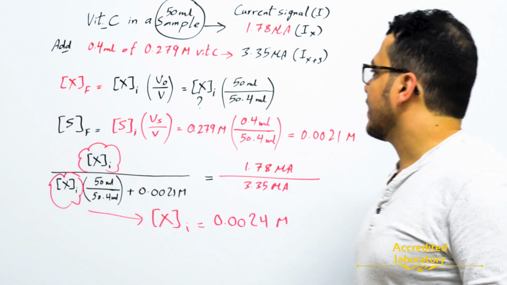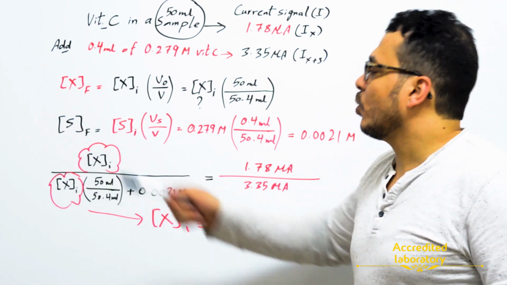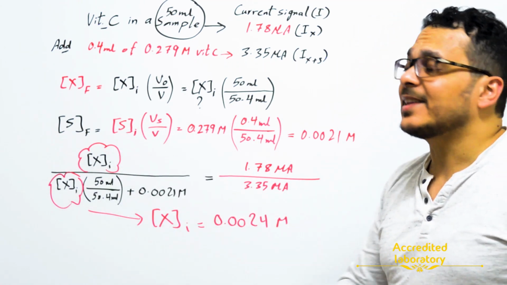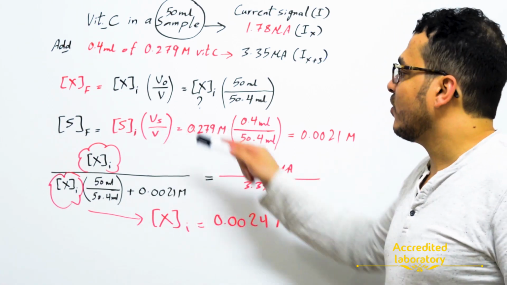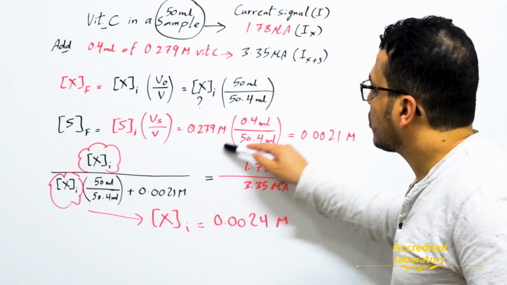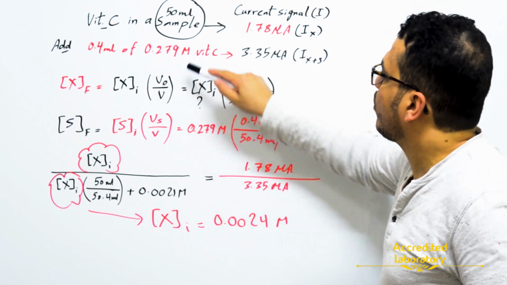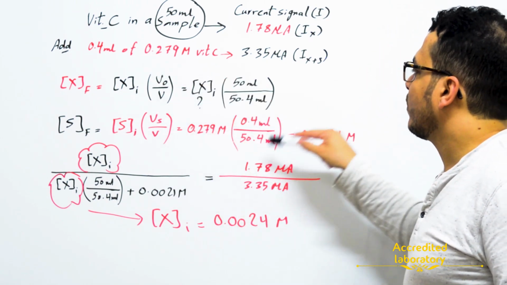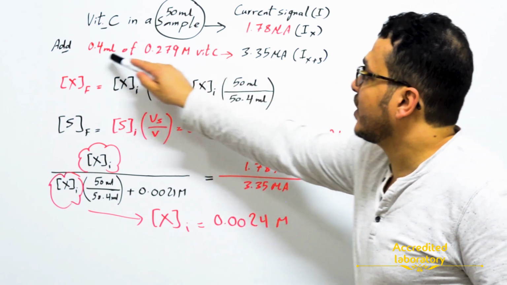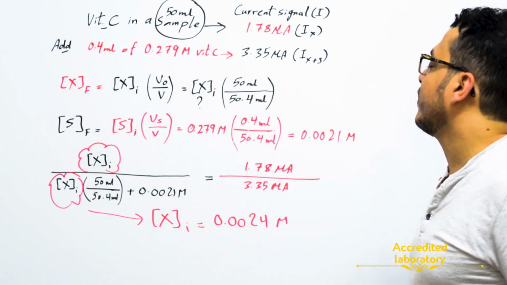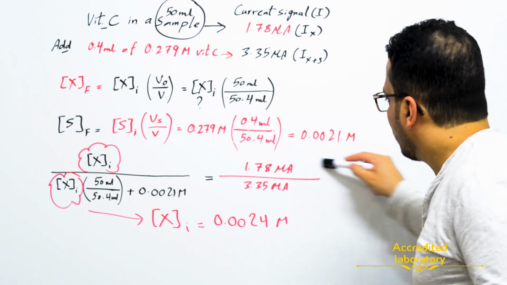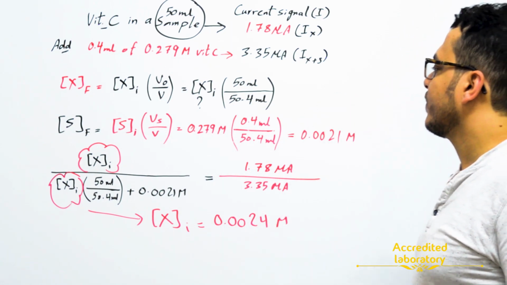Then we will calculate SF, which is equal to the concentration of standard added multiplied by the volume of standard added, divided by the final volume. We have a standard concentration of 0.279 molar, multiplied by 0.4 ml of the standard added to this 50 ml volume, so the final volume is 50.4 ml, which equals 0.0021 molar.